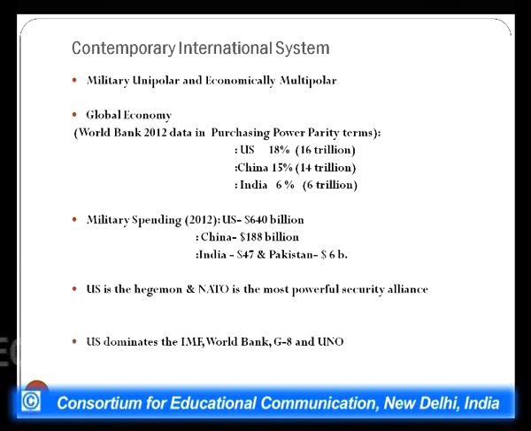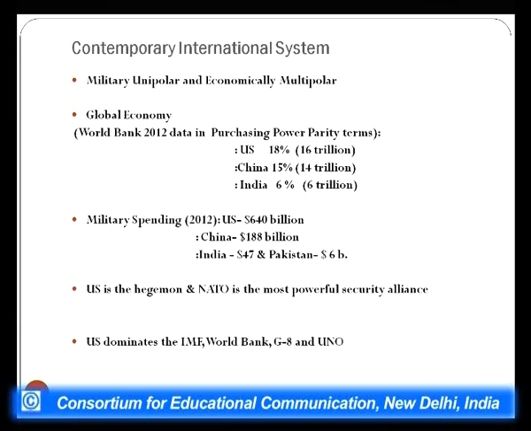In terms of the global economy, as the slide shows, and I'm taking the data from World Bank 2012, the US covers nearly 18% of the global economy, which is about 16 trillion. The second important economic power is China, which is 15% of the global economy, and India is 6%. One small qualifier: these percentages are in terms of purchasing power parity, PPP. It's not constant price, but purchasing power parity, which means the value of your currency in the international market. According to that, the GDP is calculated in terms of PPP, and the US is 18%, China 15%, India 6%.